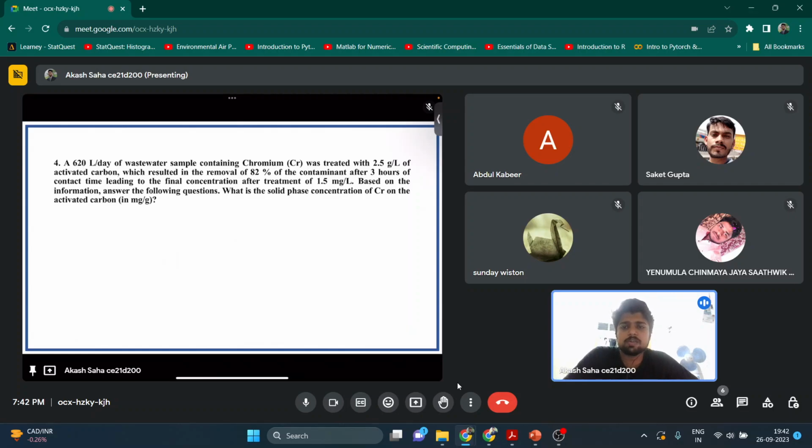So we have to find out the solid phase concentration. So whatever chromium is adsorbed on the activated carbon, I have to find out how many milligrams of chromium are adsorbed per gram of activated carbon. Okay. Did you understand the problem? Fine. Okay. So we'll see how to solve this problem.